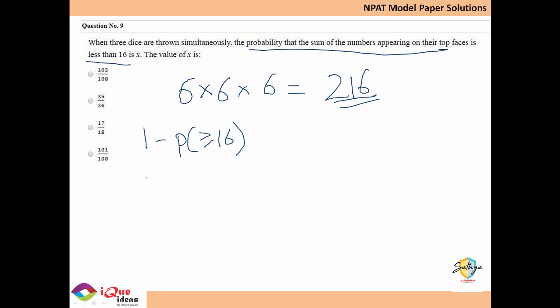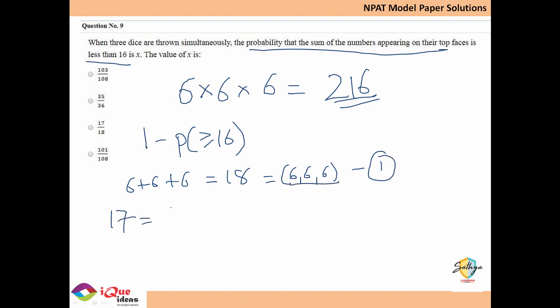So the maximum sum of the 3 dice can be 6 plus 6 plus 6, that is 18, and 18 can only be achieved in one way, that is when all of them are 6s. The next total, 17, can be achieved by getting either 665 or 656 or 566. There is no other way in which the 3 dice total can be 17. So there are 3 ways in which 17 can be done.